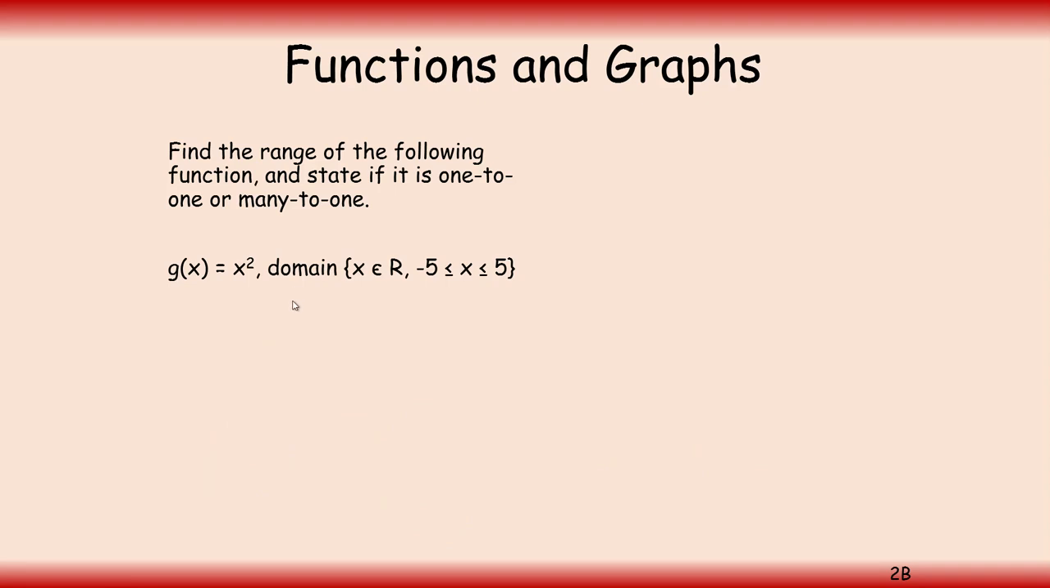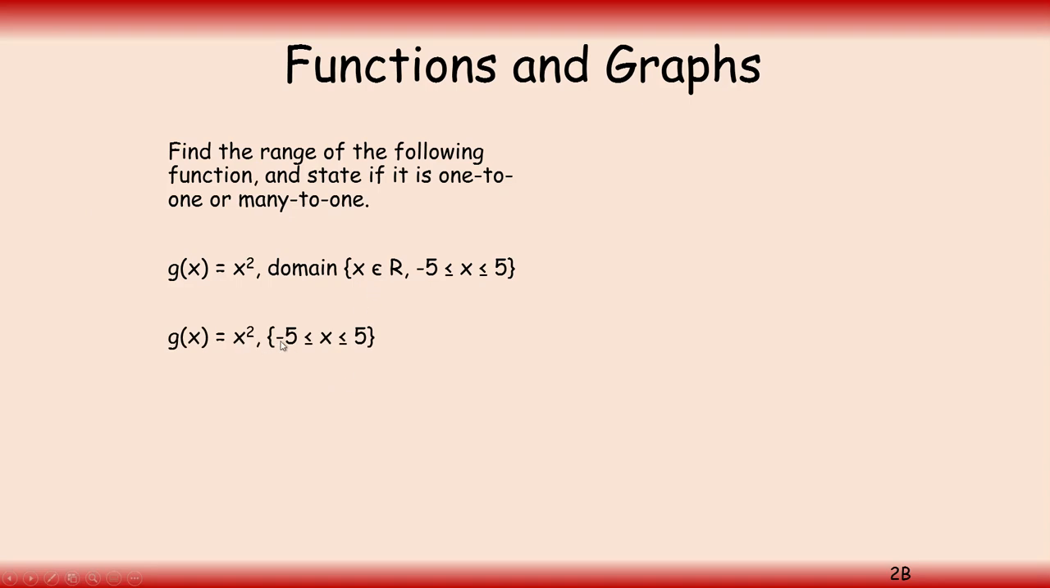So another example. Find the range of the function and state if it's one-to-one or many-to-one. So we've got g of x equals x squared. The domain, x is in the reals from -5 to 5. So our first step is to sketch this function, which is quadratic. Being quadratic, what do we think it could be? One-to-one or many-to-one? Let's sketch it and find out.